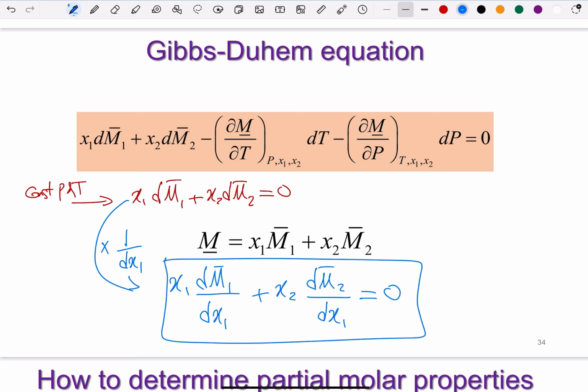It's very important now. It's a differential equation. Remember how you solve first order differential equations. So if you have an expression for one of the partial molar properties, for a binary mixture at constant temperature and pressure, you should be able to use this relationship to get the other one. Okay, so that's the importance of the Gibbs-Duhem relationship. You don't need to have information about the molar property of the mixture. One partial molar property is enough.